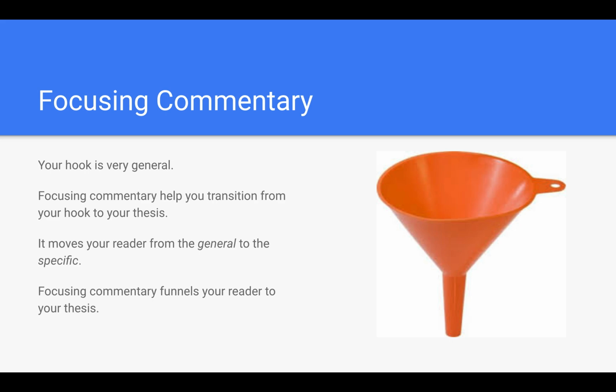Your hook is very general. So what you're going to try to do is funnel your reader into your thesis statement. And it's going to transition from your hook. It's going to go from general to specific.